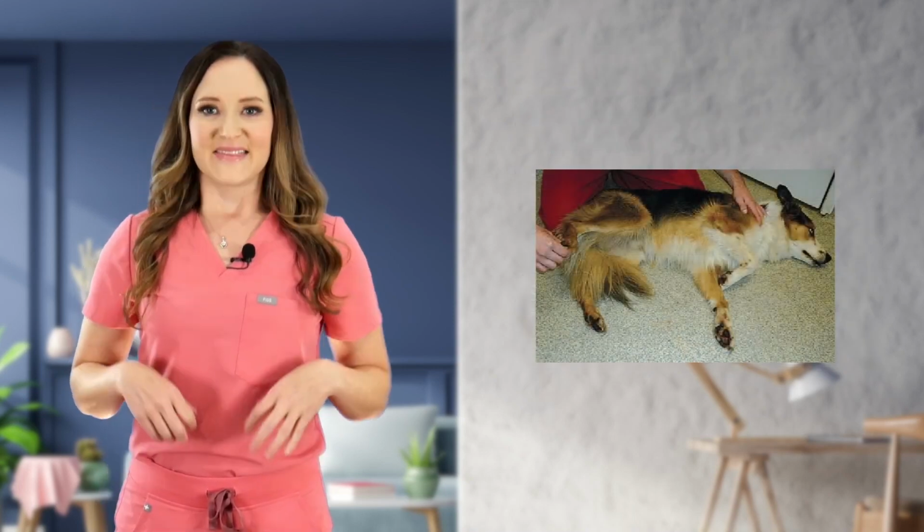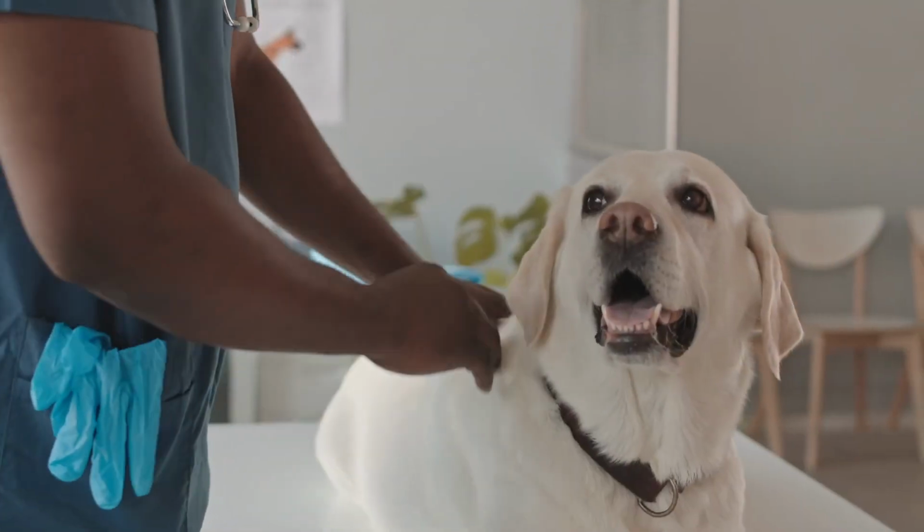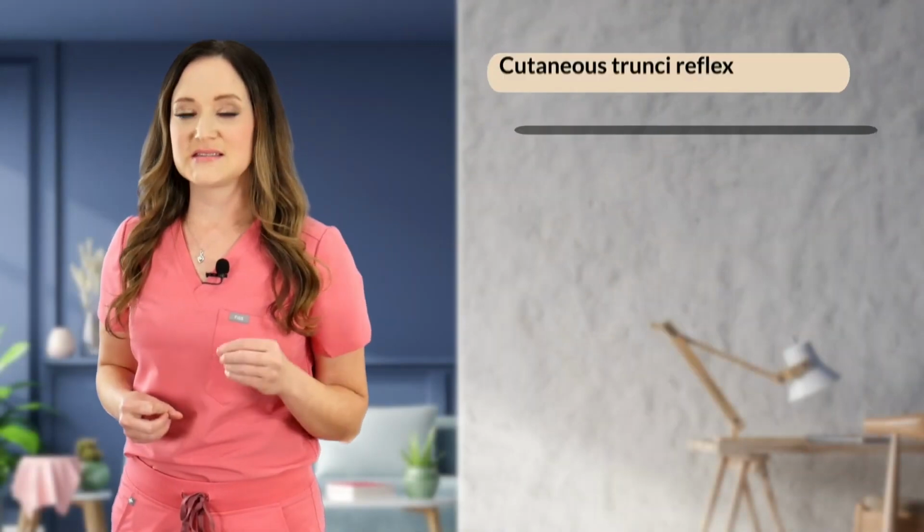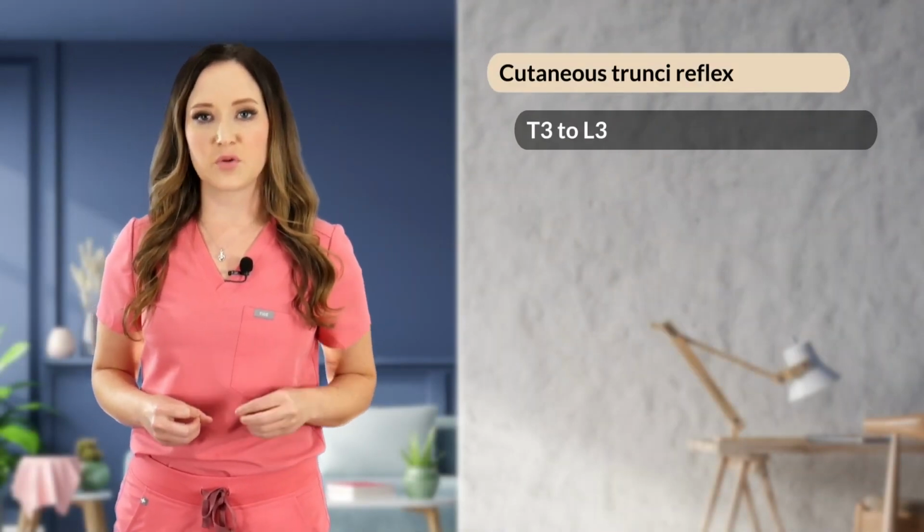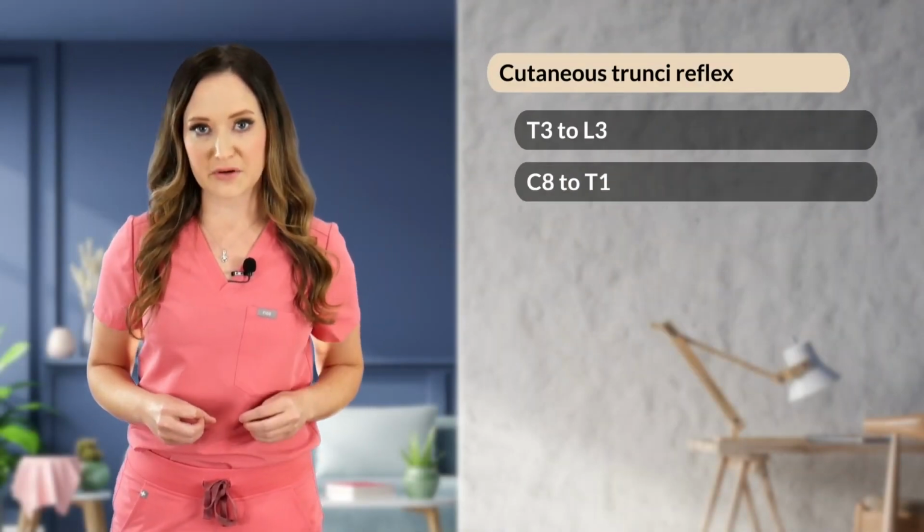hip flexion. The last segmental reflex is the cutaneous trunci muscle reflex, which assesses T3 to L3 spinal nerves and cord and C8 to T1 spinal nerves. As stated, the segmental reflexes are necessary for localizing upper motor neuron versus lower motor neuron lesions.